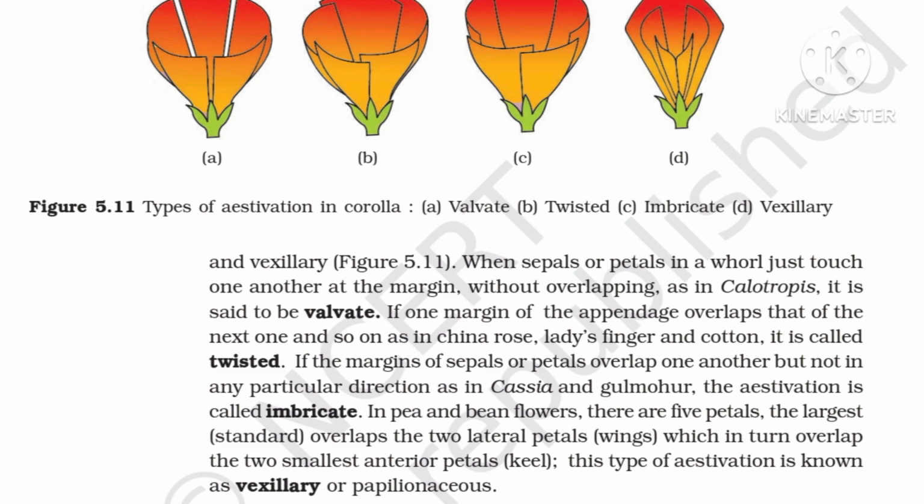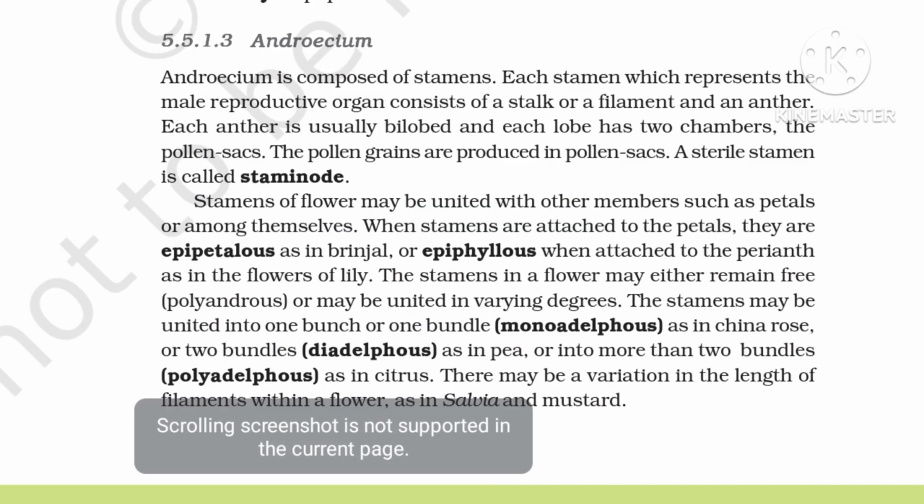If the margins of the sepals or petals overlap one another but not in any particular direction, as in cassia and gulmohar, the aestivation is called imbricate. In pea and bean flowers, there are 5 petals. The largest, the standard, overlaps the 2 lateral petals, the wings, which in turn overlap the 2 smallest anterior petals, the keel. This type of aestivation is known as vexillary or papilionaceous.